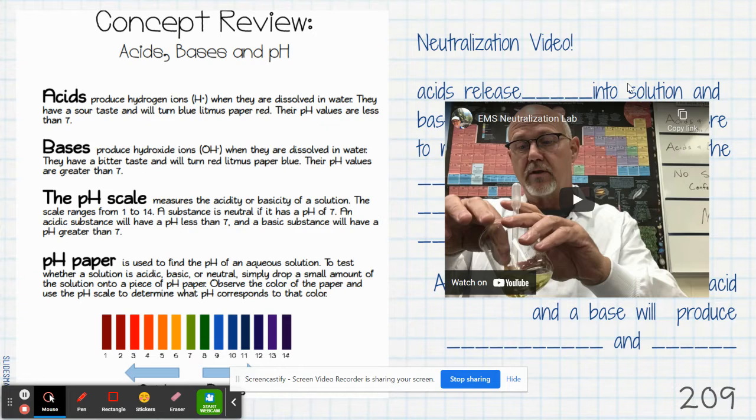We use pH paper or an indicator to find the pH of an aqueous solution. To test whether a solution is acidic, basic, or neutral, you simply drop a small amount of the solution onto a piece of the paper and then look at the color. I think back to the Gizmo we did when we started introducing pH and how we took that little piece of paper and dipped it into the different aqueous or water-based solutions.